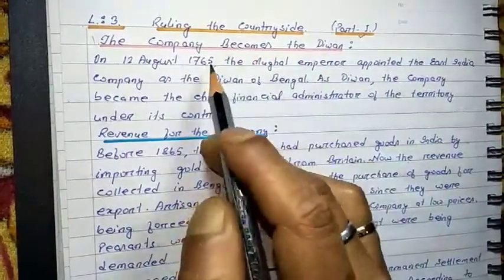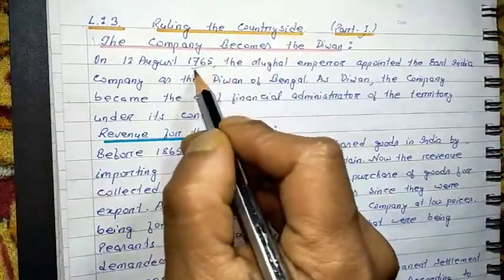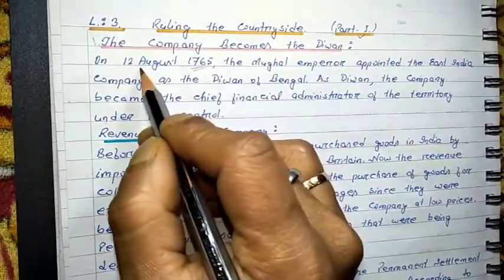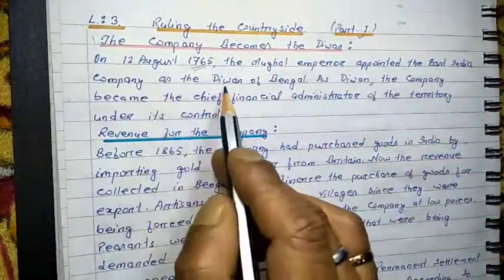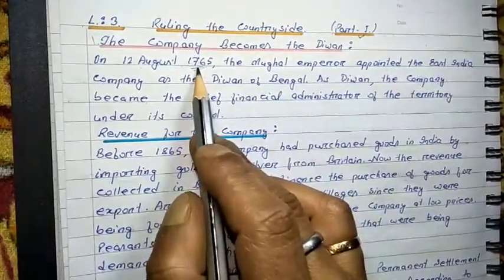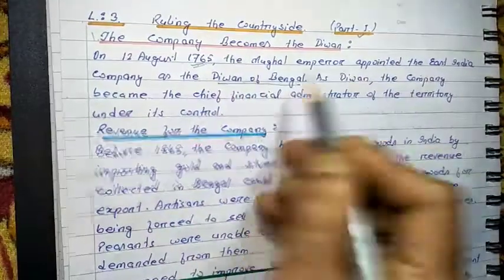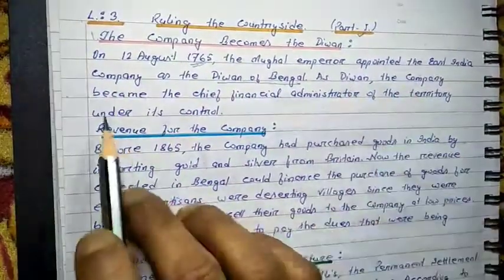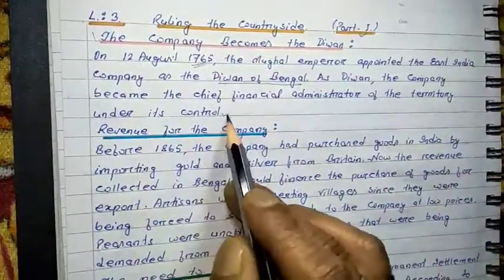It was already explained in your lesson number 2 of history that in the year 1765, on 12th August, the Mughal emperor appointed the East India Company as the Diwan of Bengal. In the year 1765, the East India Company was given the Diwani rights, or was made the Diwan of Bengal. As Diwan, the company became the chief financial administrator of the territory under its control.